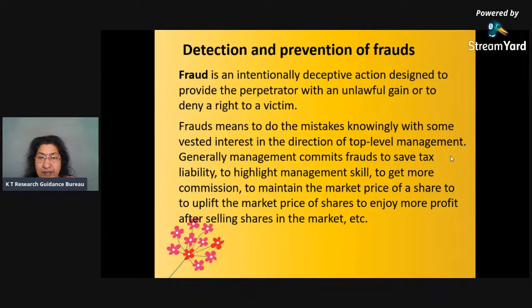And generally, management commits fraud to save tax liability. In our country, no one believes that to pay tax honestly is my responsibility. By hook or crook, they try to avoid the tax liability, or to highlight management skill.